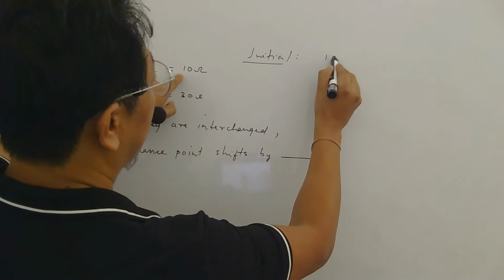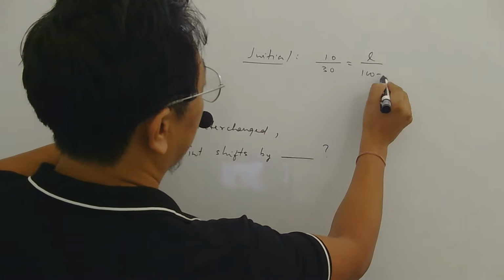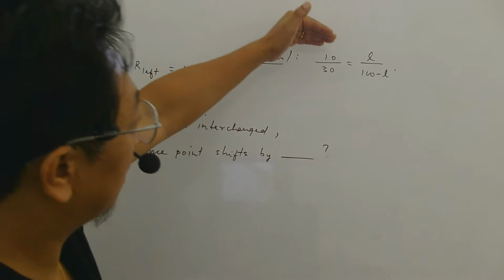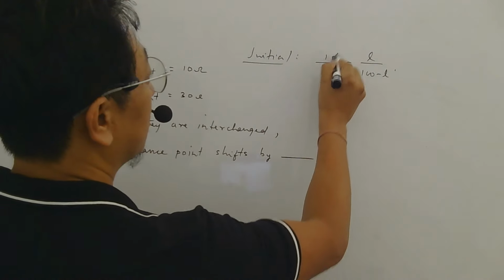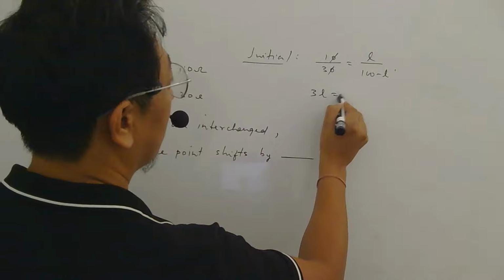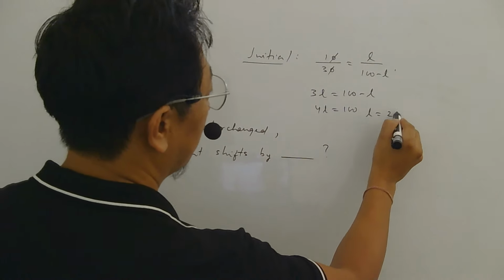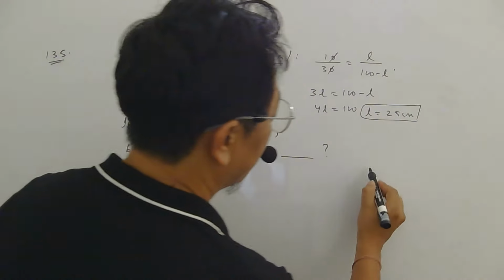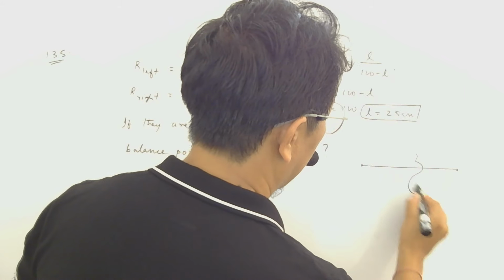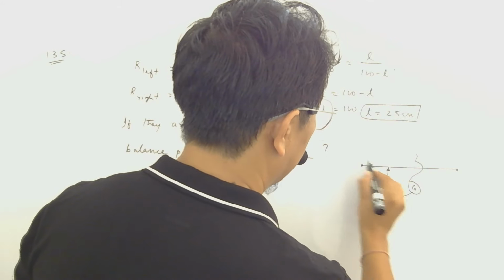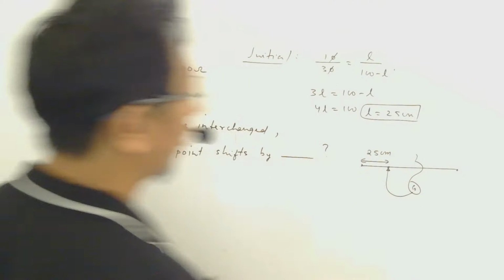R in the left is 10, R in the right is 30, and that is the L by 100 minus L formula, right? Resistance in left gap by resistance in right gap is L by 100 minus L. So 0 gets cancelled, cross multiply, 3L will be 100 minus L, 4L will be 100, so L will be 25 centimeter. So if this is your bridge wire and your galvanometer is like this, then right now the balance length is 25 centimeter. So this is your balance point.